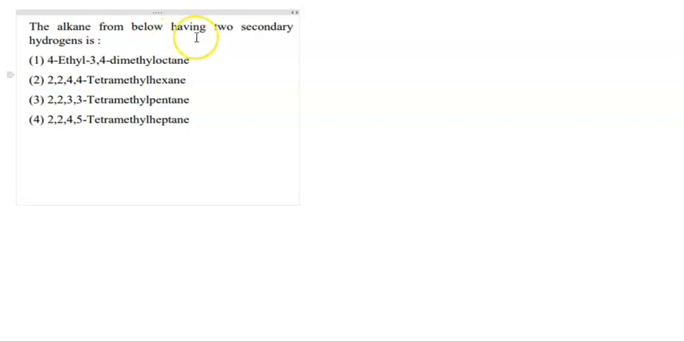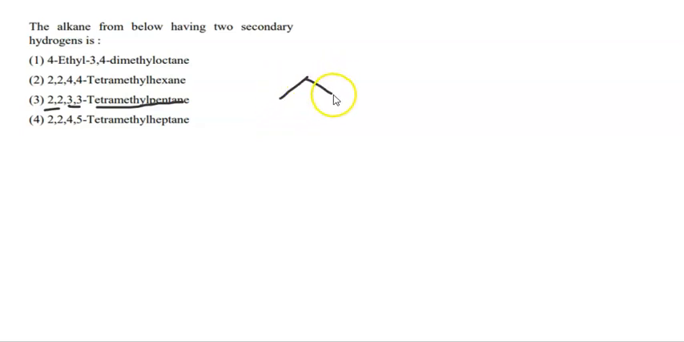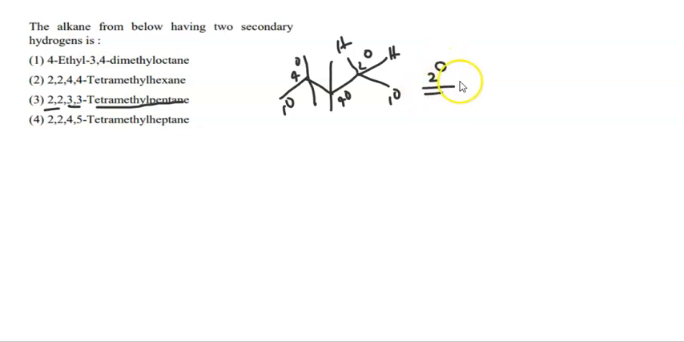The alkane which below has two secondary hydrogens is. Secondary hydrogens are nothing but the hydrogens which are connected to the secondary carbon. So if I take 2,2,3,3-tetramethylpentane, 1, 2, 3, 4, 5, 2, 2, 3, 3. Here it is the primary carbon, here the quaternary carbon, the secondary carbon, and the primary carbon. The secondary carbon has the two hydrogens here, that's why it has two secondary hydrogens. So option 3 is the correct answer for this question.